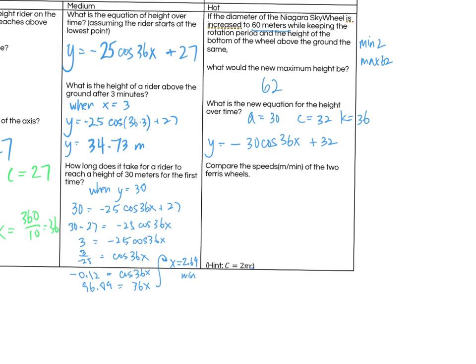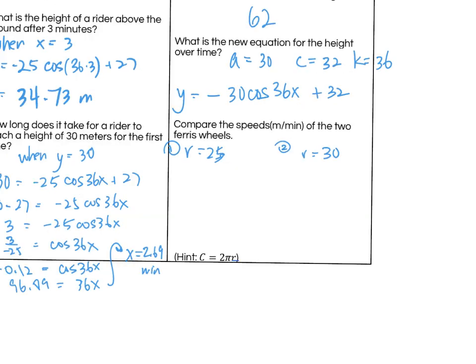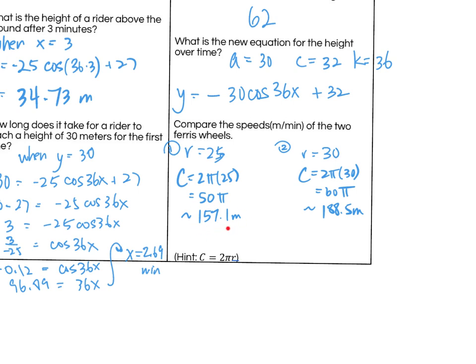To compare the speeds in this last question of the two Ferris wheels, I first needed to use the circumference formula to figure out how far is the distance for one revolution in each Ferris wheel. Our first Ferris wheel has a radius of 25 and our second one has a radius of 30. I'm going to sub in the formula. Using my calculator and substituting into the formula, I end up with the circumference for the first wheel to be 157.1 meters and the circumference for the second Ferris wheel to be 188.5 meters.